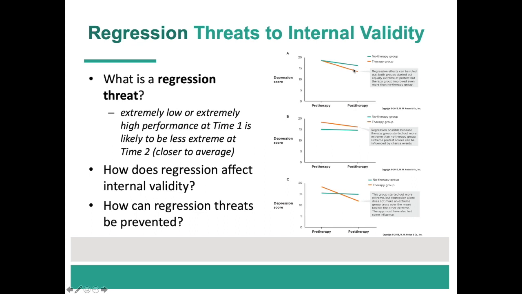So really high individuals, like here, both groups have really high depression. The no therapy group improves just due to regression. That just happens. Therapy group improves a little bit more. And so the difference here is how much that therapy group actually adds to it. So regression is just something that happens. Really high or really low performers generally do closer to the average the next time.